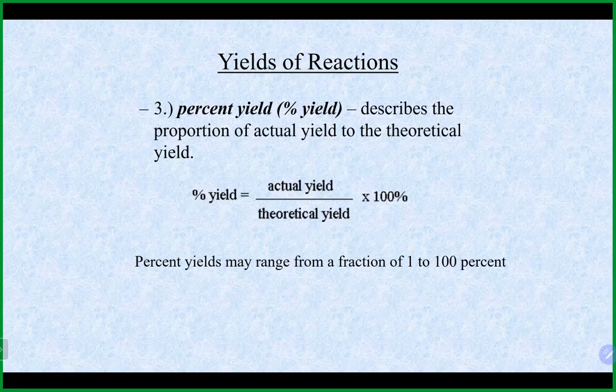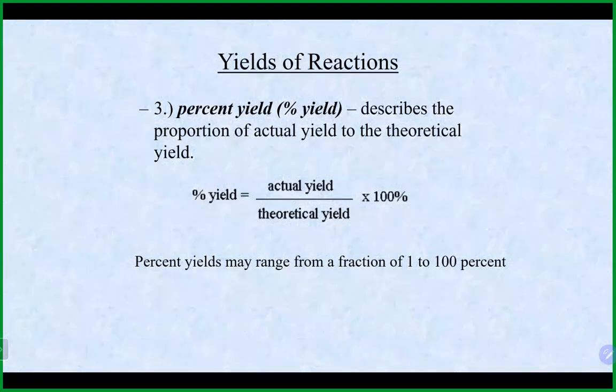95, 96, 97, and in the 90s, those are really, really good. A very small number for percent yield is not so good. That means you kind of lost a lot of stuff along the way, which you don't want.